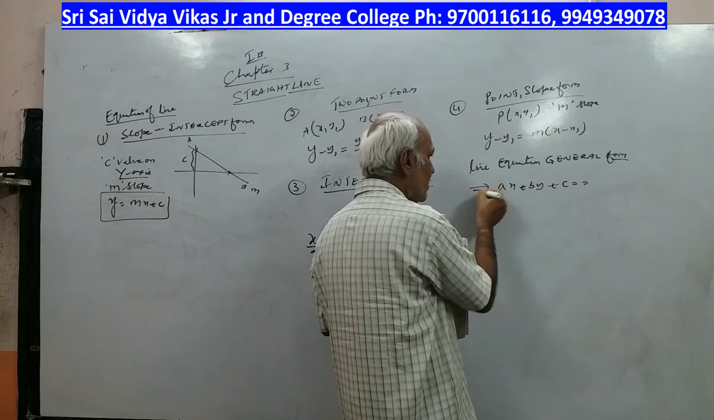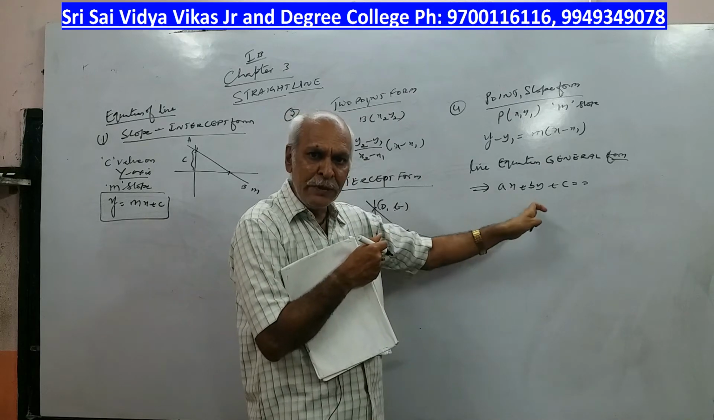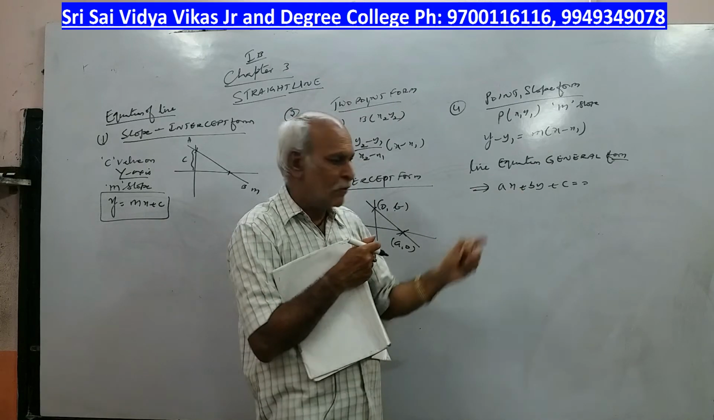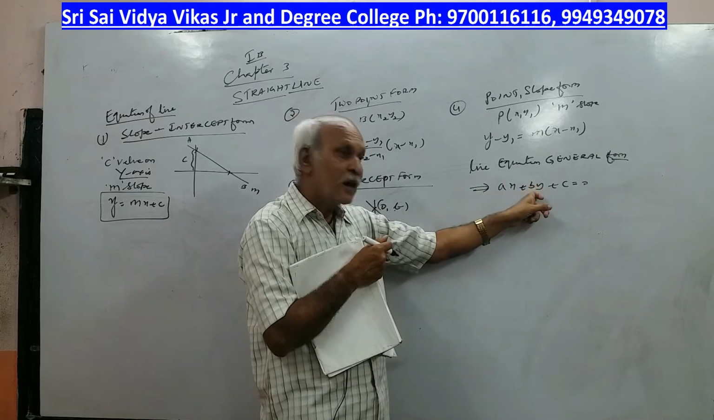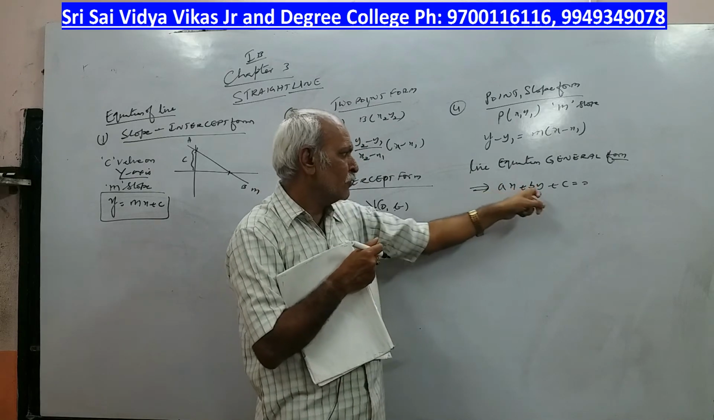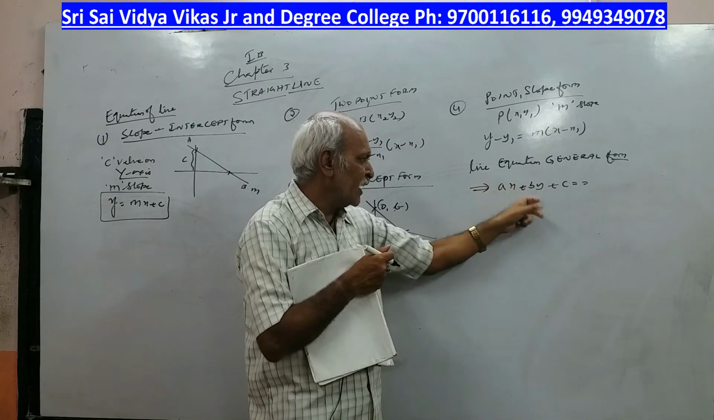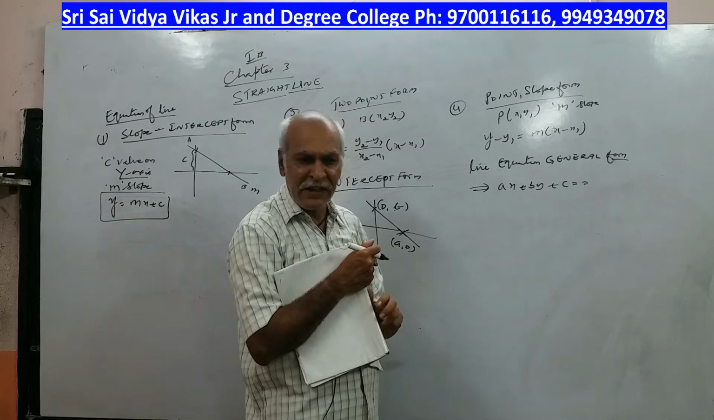What is the general formula? Ax plus by plus c is equal to 0. A can be 0, b can be 0, but a and b cannot both be 0. That is a rule. If a is 0, only b and c will be there. If b is 0, a and c will be there. If both a and b are zeros, it will not be a straight line, sir.